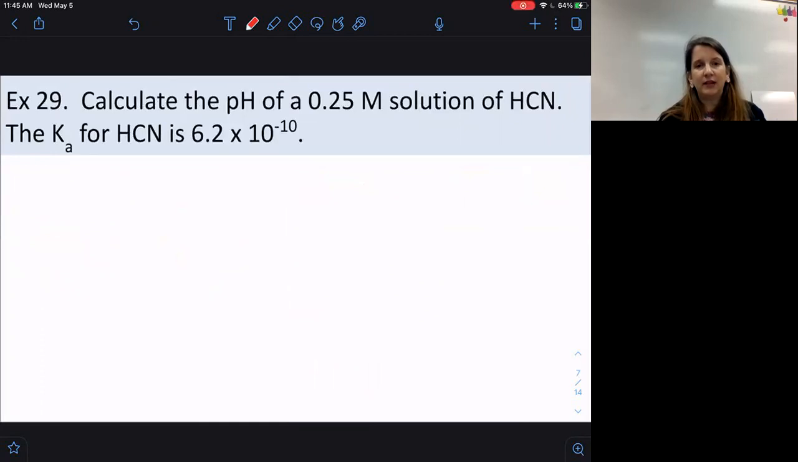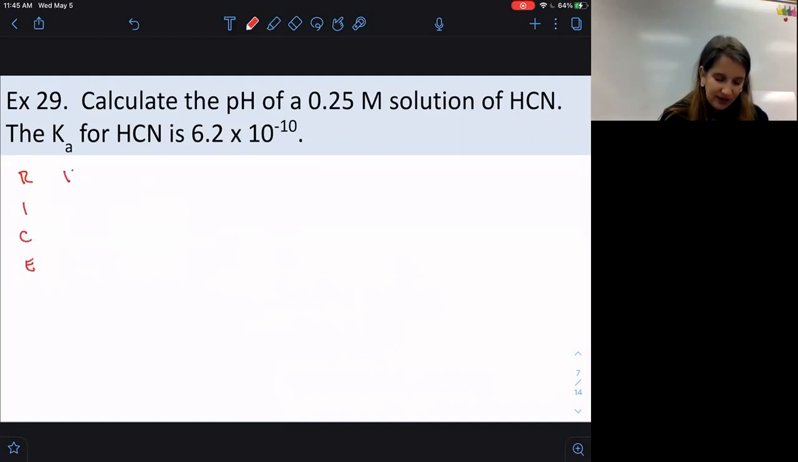Next example, calculate the pH of a 0.25 molar solution of HCN. The Ka for HCN is 6.2 times 10 to the negative 10. Now here is a handy dandy little trick. If a question is mentioning the Ka value, you're going to need a RICE table. Okay? So you don't even have to think about it. I need a RICE table.